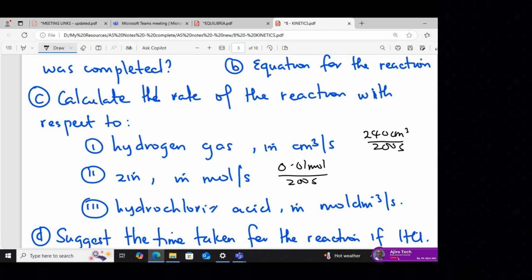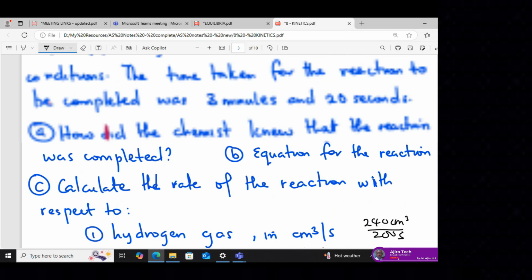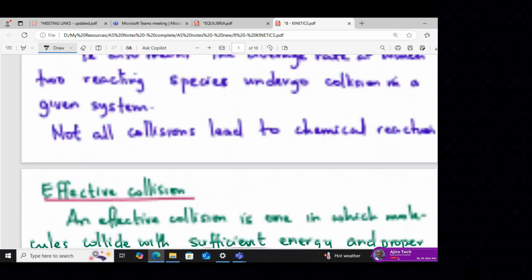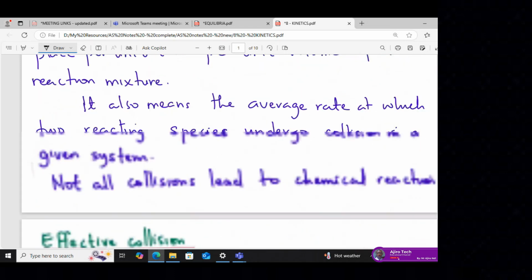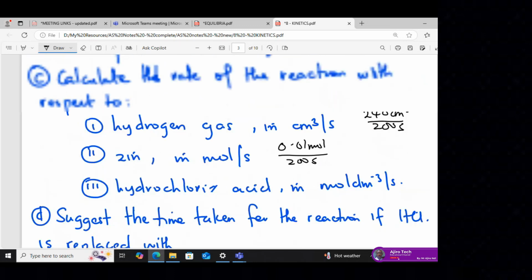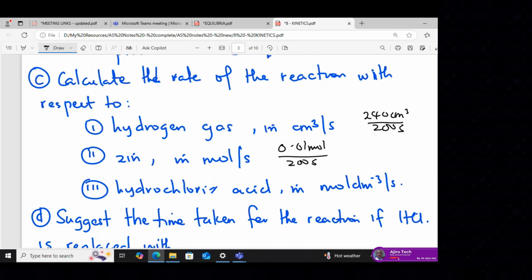Yes, sir. Now number 3: with respect to hydrochloric acid in mole per dm cube per second. In terms of concentration, what is rate? Rate is change in concentration over time. So you have to know the initial concentration and the concentration of the acid after the reaction is completed, then the change in both of them over the time taken.